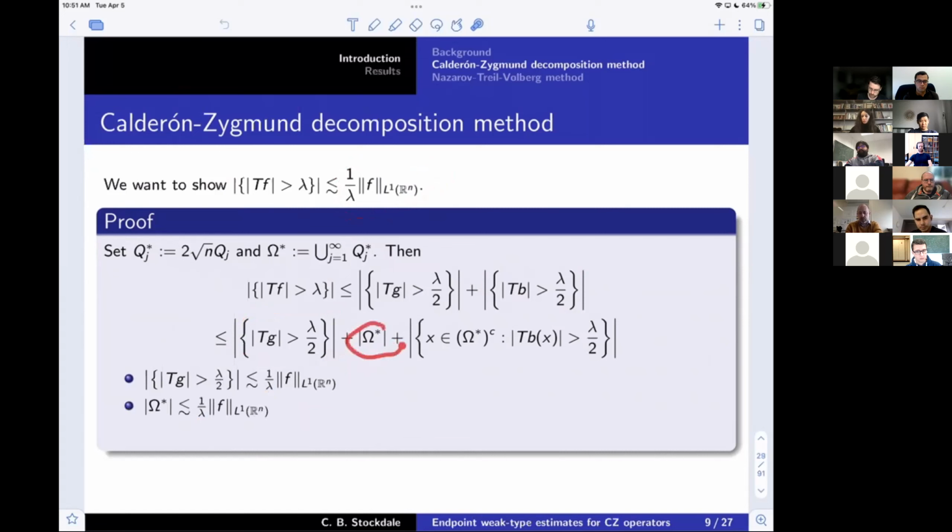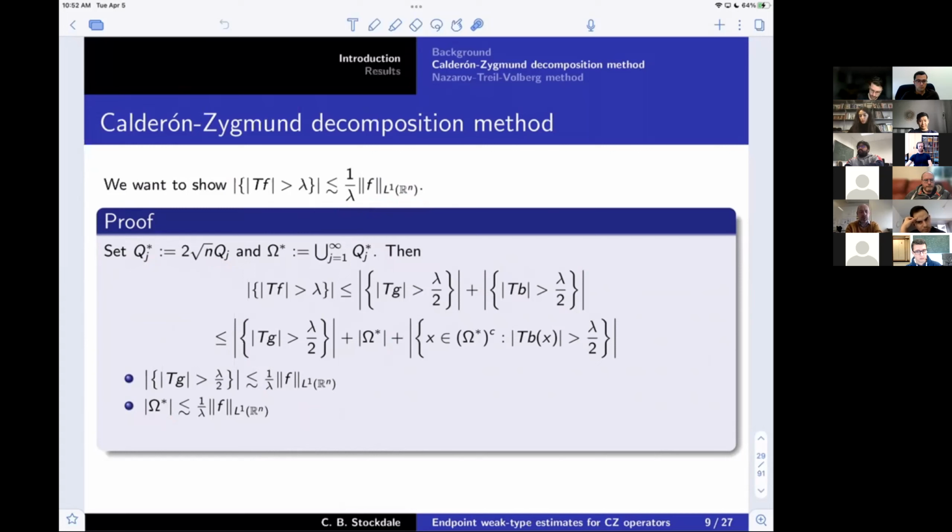For the measure of this set omega star, that comes from the fact that by the doubling property, the measure of each of these qj stars is going to be comparable to the measure of qj, and then the sum of the measures of the qj's, by the property in the Calderón-Zygmund decomposition, is less than or equal to 1 over lambda times the L1 norm of f. So this is going to involve the doubling property and then the property from the Calderón-Zygmund decomposition about the size of the qj's.